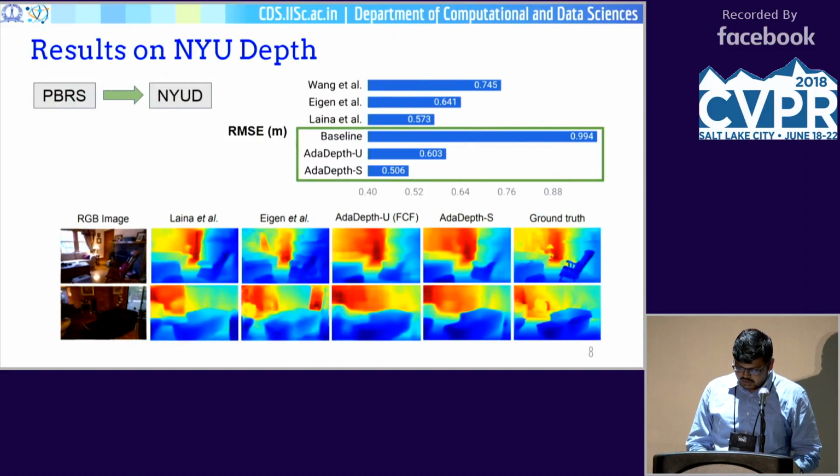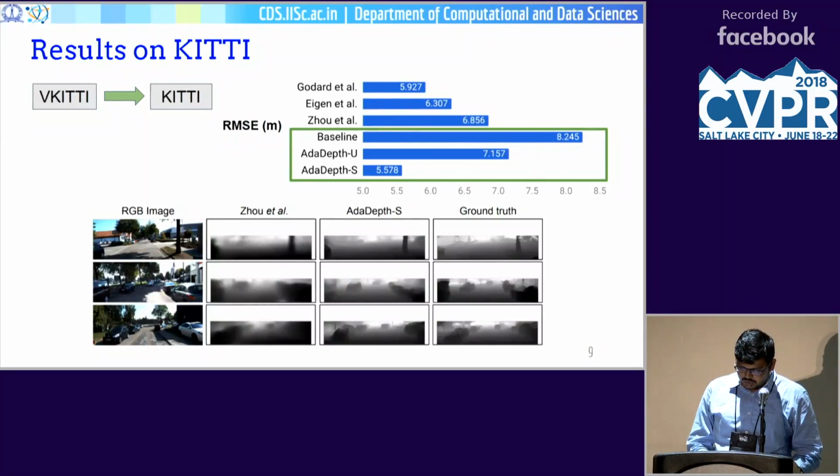Interestingly, our unsupervised adaptation model, AdaDepth U, is able to deliver comparable results against previous state-of-the-art. Additionally, in the semi-supervised setting, AdaDepth S outperforms previous fully supervised monocular depth prediction methods. For indoor scenes, we consider adaptation from synthetic PBRS to the natural NYU depth dataset. For outdoor scenes, we adapt the model learned from synthetic VKitty to the standard Kitti dataset. A similar trend in results is observed in the Eigen split of the Kitti dataset as well.